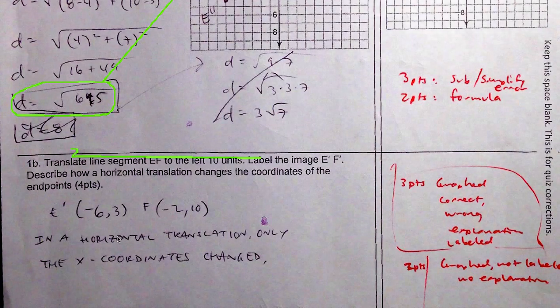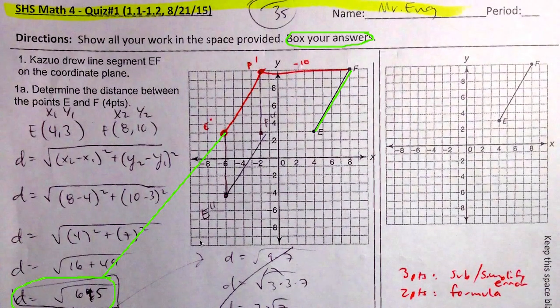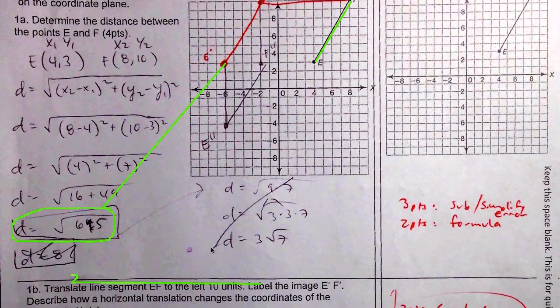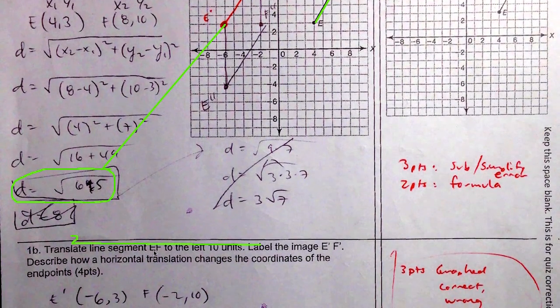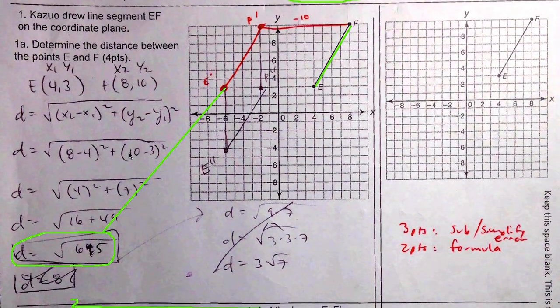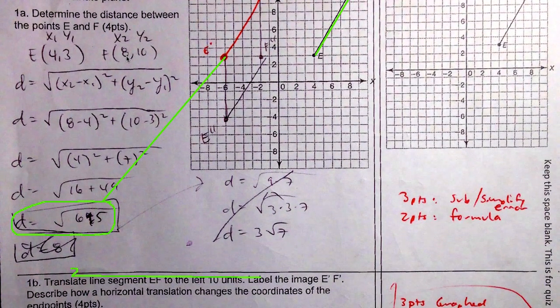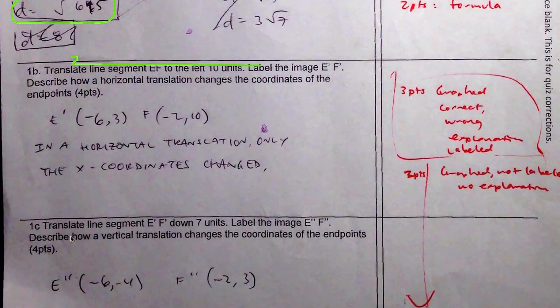So what happens is when you move it to the left 10 units, you can compare E prime to just E, the pre-image. In the image, you'll notice that the Y values stay the same. So in a horizontal translation, only the X coordinates change. The Y coordinates stay the same. And you can notice that here too, right? X coordinate changes, Y values stay the same. Okay, that was out of 4 points. Scoring was the same for this one.